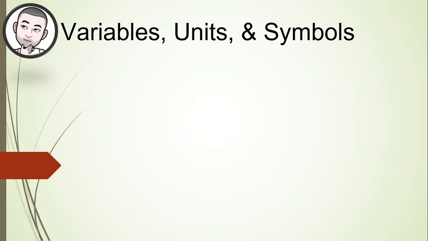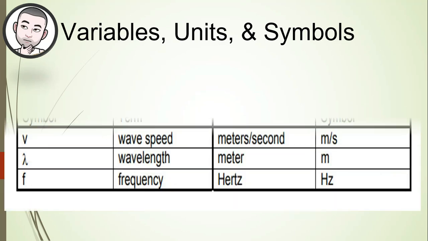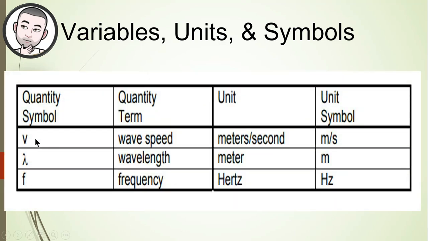Another important thing you should remember when you deal with the wave equation is the units and symbols. For velocity or speed, the unit is meters per second, and the symbol is small letter m slash small letter s. For wavelength, the unit is meter, and the symbol is small letter m. For frequency, the unit is hertz, and the symbols are capital H and small z. Please do remember all these units and symbols because you need them when you write the final answer in each problem.